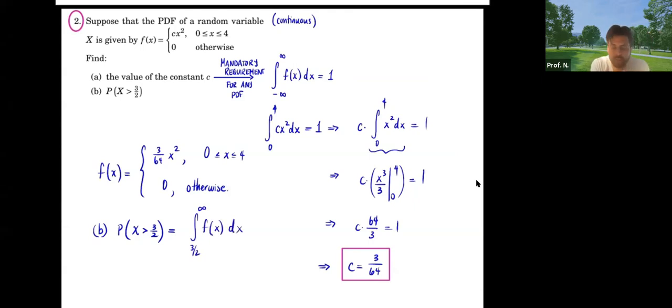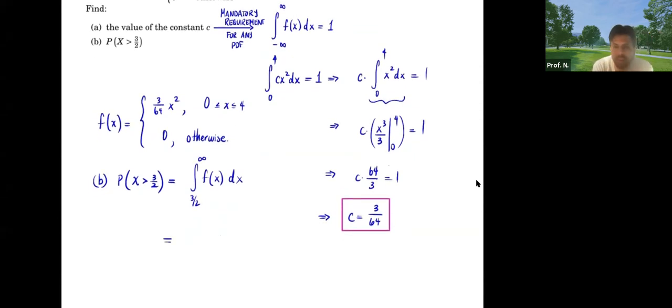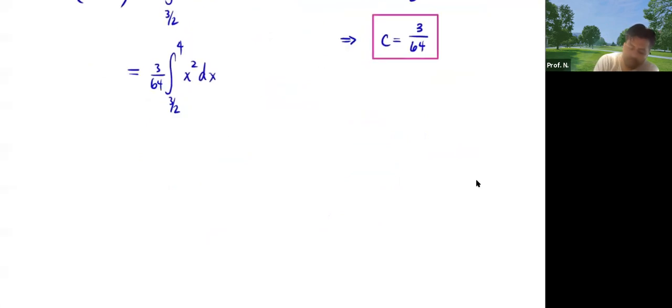This is by straight definition. The probability of a continuous random variable being bigger than 3 halves is equal to the integral of my probability density function from 3 halves to infinity. But of course, this particular PDF is 0 beyond 4. So this integral must be between 3 halves and 4. And I know my PDF is 3 over 64 x squared dx. So now this probability question transforms itself into a Calc 2 integration problem, and then we can compute this.